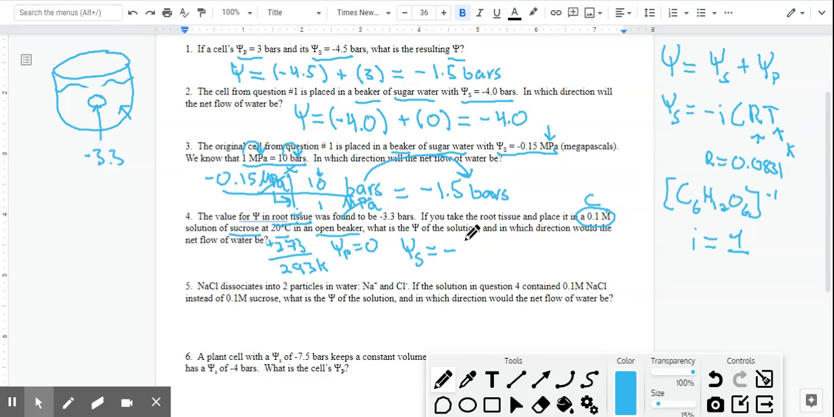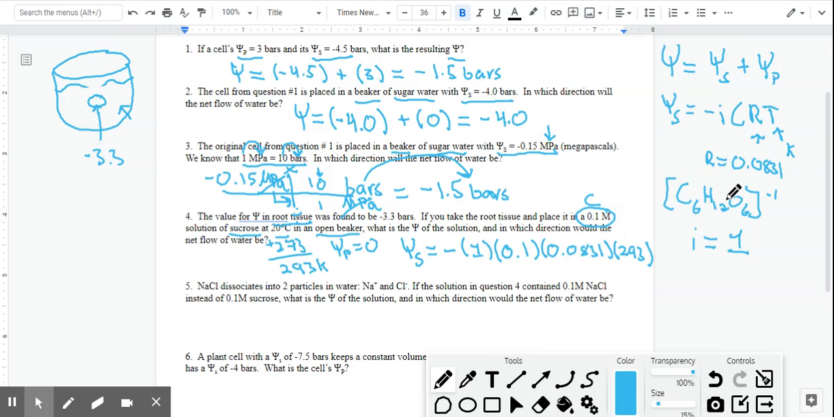So let's start with the negative. We said that i, the ionization constant, because it's a sugar, they do not dissociate. It's just going to produce 1 ion, or 1 charged particle, rather. Next, we need to multiply by the concentration. That's our 0.1. Next, we have to multiply by our R value, 0.0831. Last but not least, our temperature in Kelvin, which is our 293.